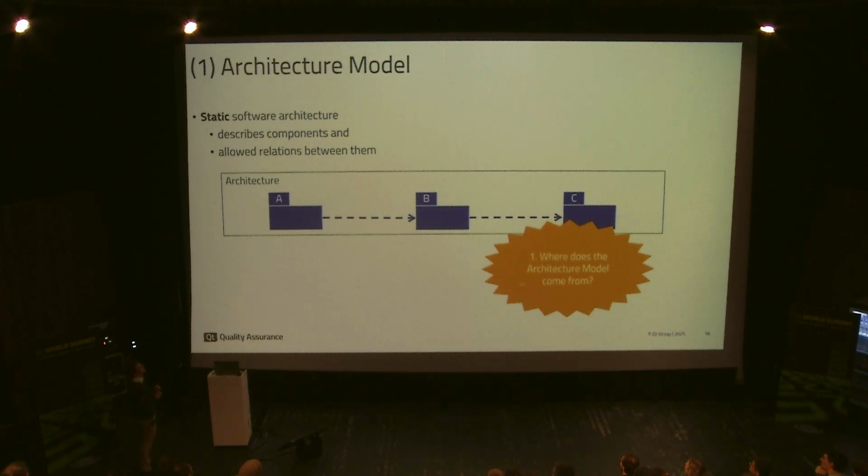So we need somehow these boxes and arrows that Daniel already mentioned. We're talking about static software architecture. Architecture is a broad field, but this means components and dependencies between these components. Here we have a very simple example. We have 3 components, A, B, C, as we have seen already in the example. A is able to access B, B is able to access C.